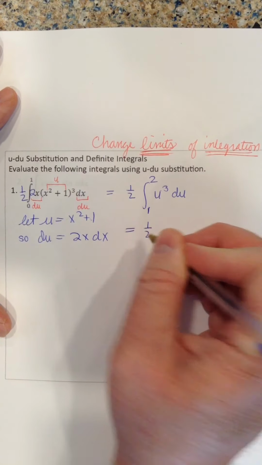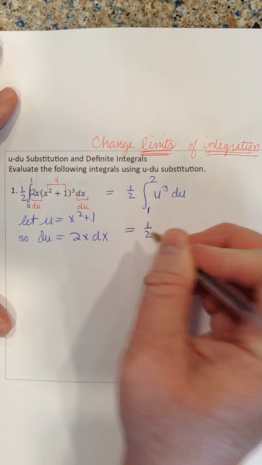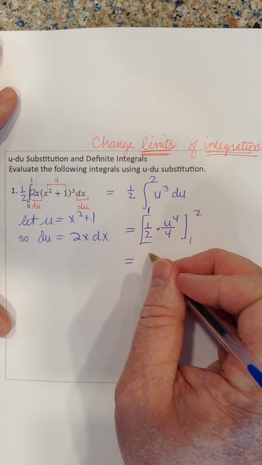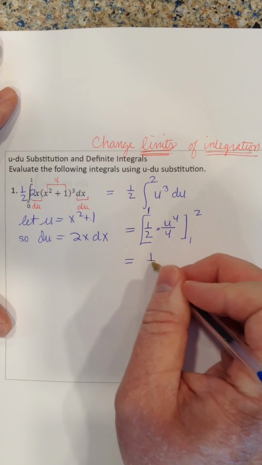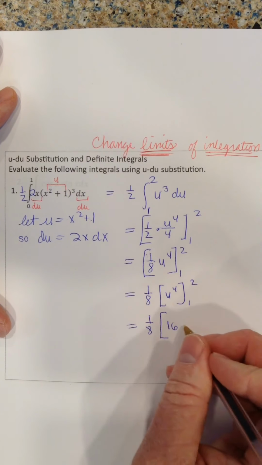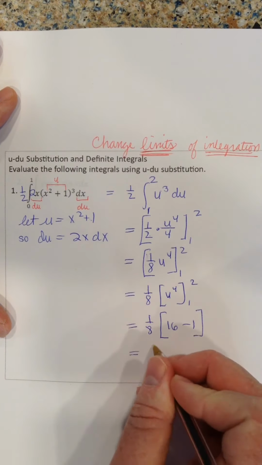So now I have 1/2 u to the 4th over 4, which is my antiderivative, from 1 to 2. Now notice that I don't need to substitute x back in when I do this. So 1/2, 2 times 4 is 8, so 1/8. Now I'm going to substitute in the limits. I'm going to ignore my constant. So 2 to the 4th is 16, 1 to the 4th is 1. So I get 15/8 as my area.